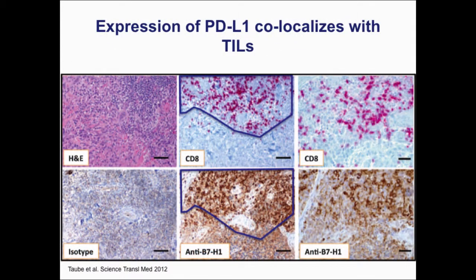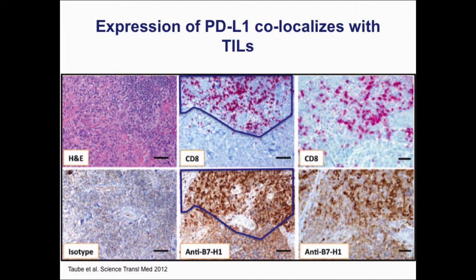So if you look at this picture, here's again a metastasis, a melanoma metastasis, and here they carefully looked where CD8 T cell infiltration was present, and they marked that by this line here, and here you see magnification. And interestingly enough, you see that there is co-expression of B7H1, so PD-L1, in the same area as the T cell infiltration is.